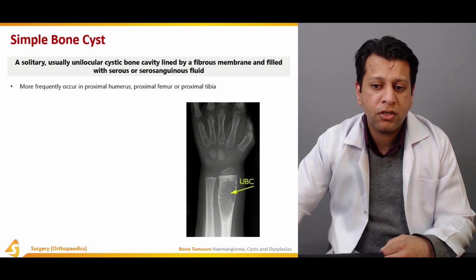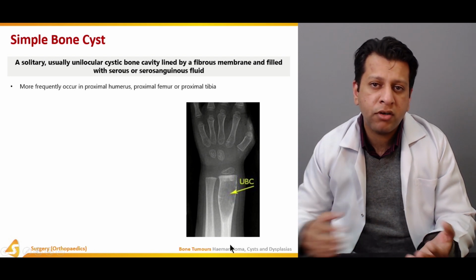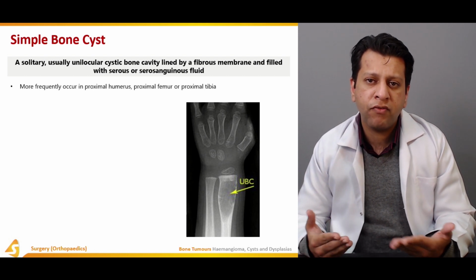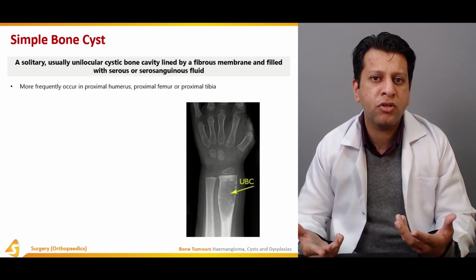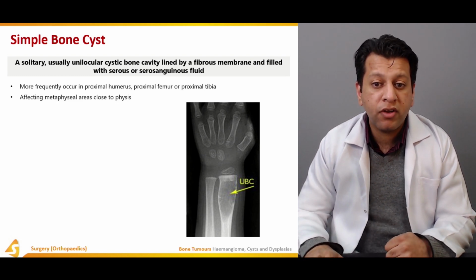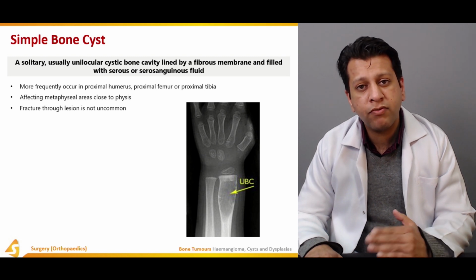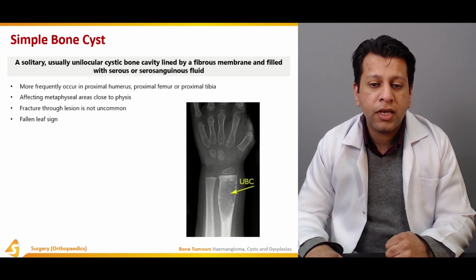Although this is showing a rare variety of unicameral bone cysts, usually the commonest is in a young male around 10 to 20 years of age, presenting with a balloon-like lytic lesion in the proximal humeral metaphysis, the most common presentation of UBC. It affects the metaphyseal area close to the physis. Fractures through the lesion are not uncommon, but mostly it's incidental, or it's found out after a fracture following a trivial fall.